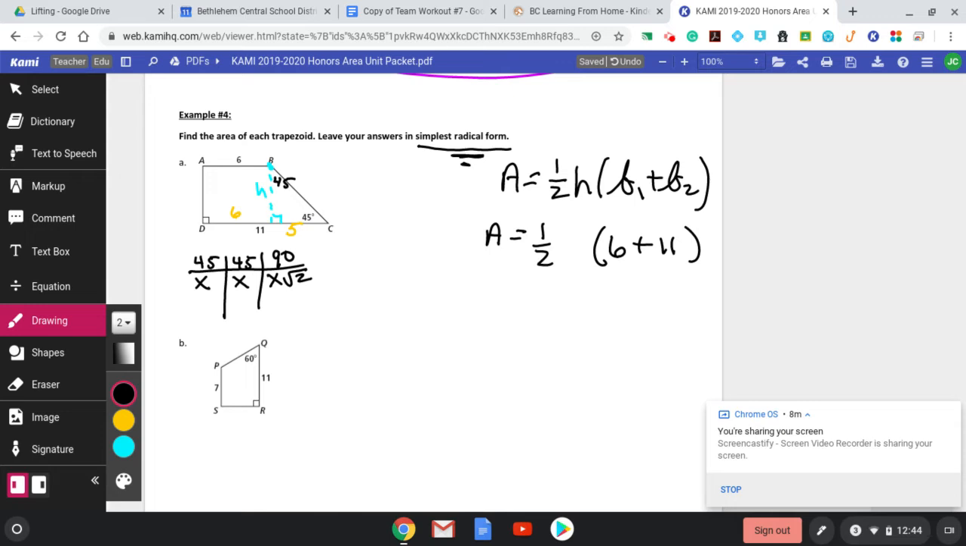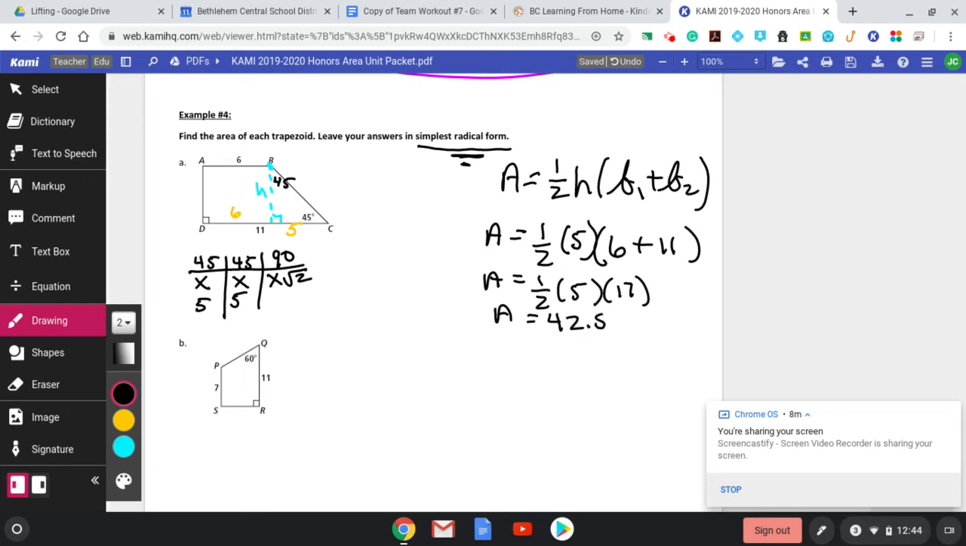Where is this 5 across from? It's across from the 45. And where's the height across from? The other 45. So both of those are always the same. So the height of this one's going to be 5. So I got area is 1/2 of 5 times 17. The area of this trapezoid is going to be 42.5.